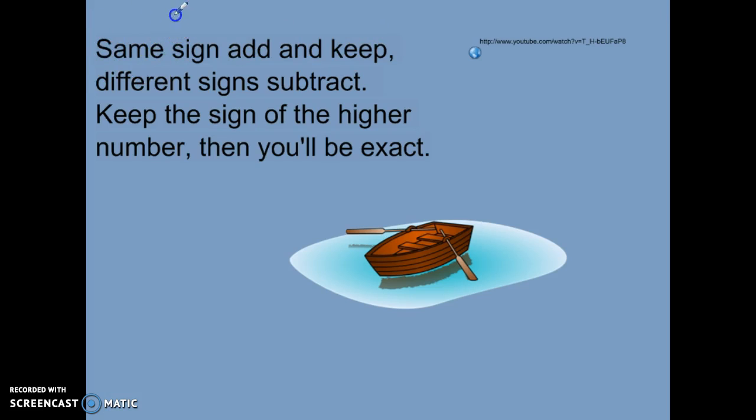What they mean by the same sign is either both positive numbers or both negative numbers. If you have two numbers that are the same sign, you will add them together and keep the sign. If they're both positive, it stays positive. If they're both negative, it'll stay negative. But if you have different signs, like one positive and one negative, you're really going to subtract the numbers. Once you subtract them, just the biggest number minus the smallest number, you'll keep the sign of the higher number.